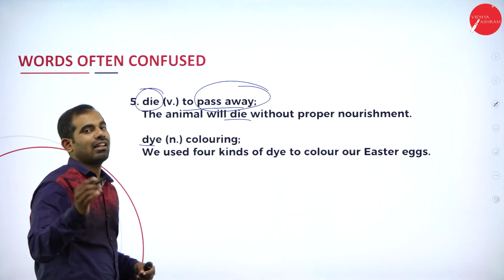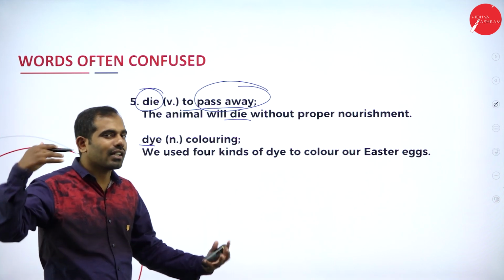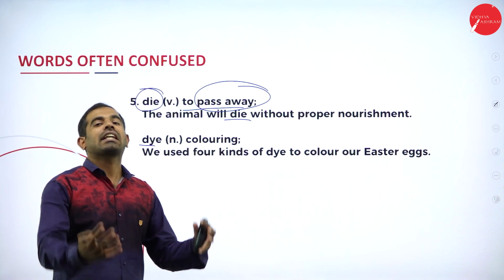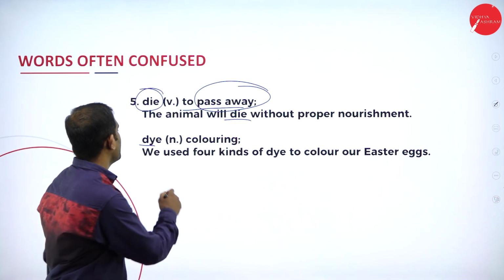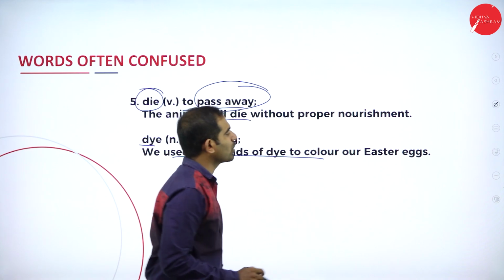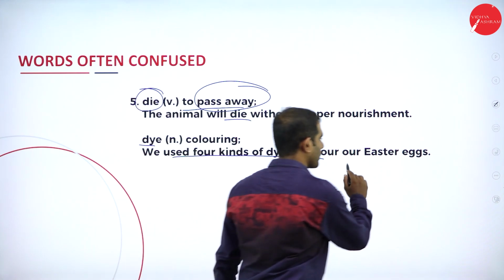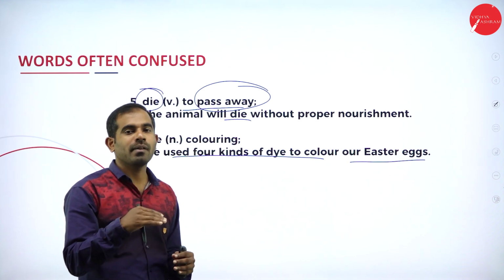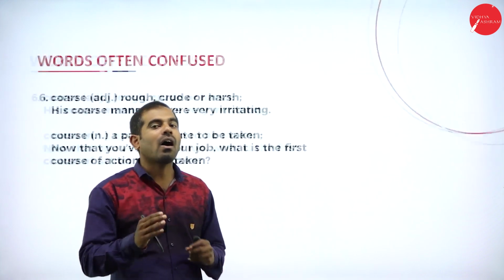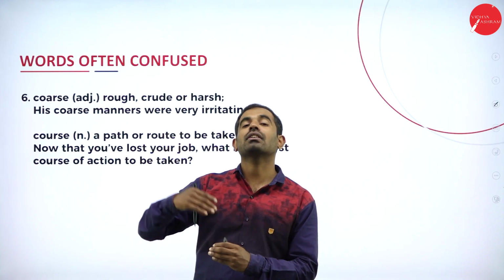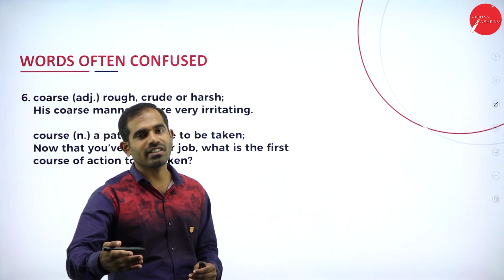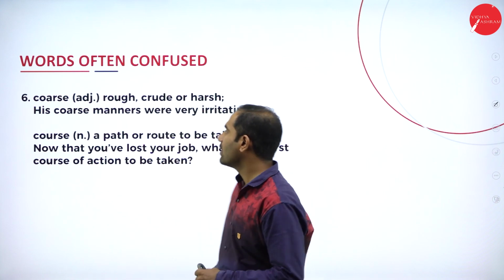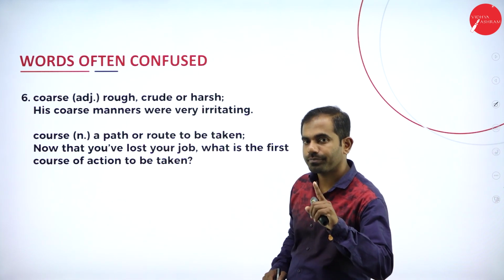Next, dye is coloring. See, the gray hair, I have to color my hair, dye my hair. It is not about killing my hair. We used 4 kinds of dye to color our Easter eggs. We're talking about Easter eggs, and we dye them, not to kill them, but to color them. So see how well you get to use different words that are pronounced in the same way. Next one, let us move on to the sixth one.